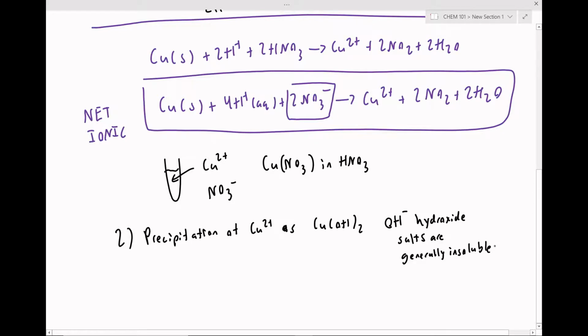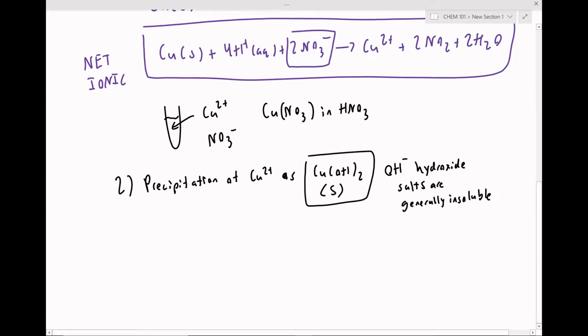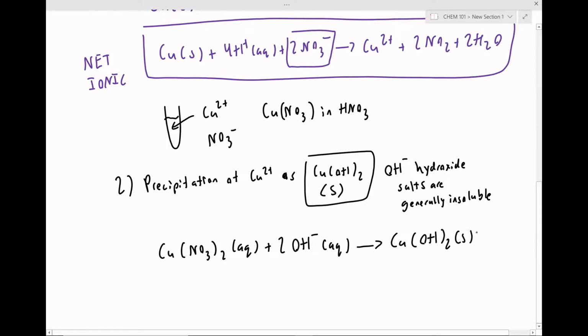And as a result, these hydroxide salts will precipitate out as a solid. So to show the full equation for this reaction, if we have aqueous copper nitrate, and we add 2 equivalents of a hydroxide salt, or 2 equivalents of hydroxide in solution, it will in turn generate copper hydroxide solid. So this is our precipitate, plus 2 equivalents of nitrate ion.